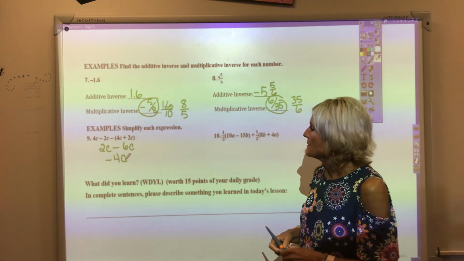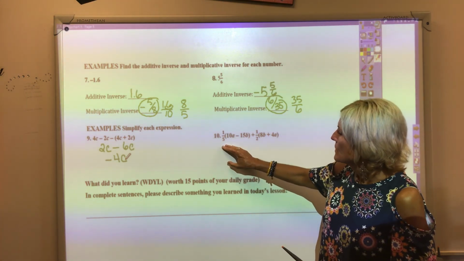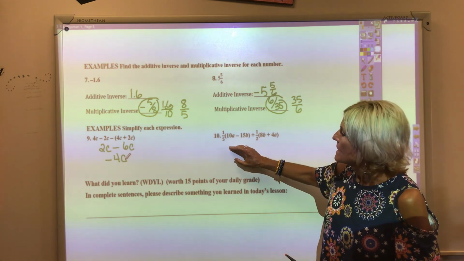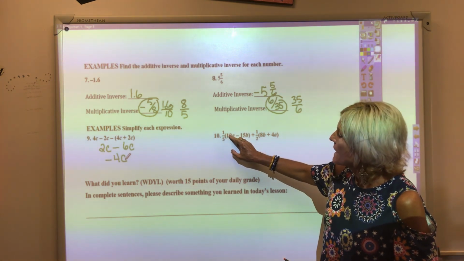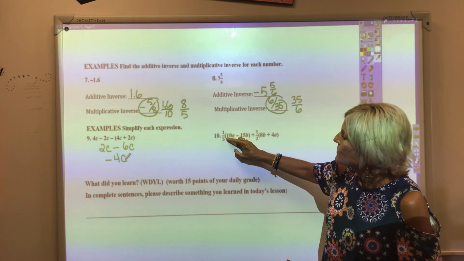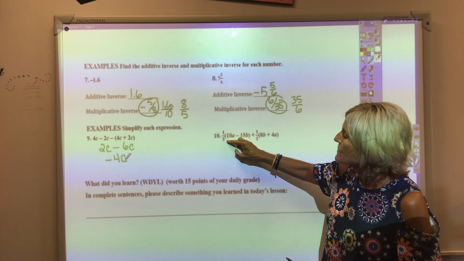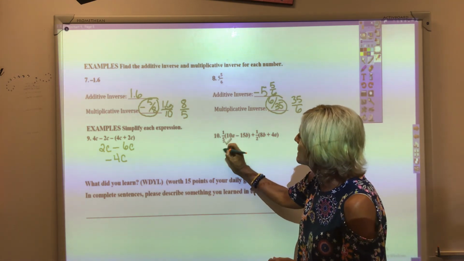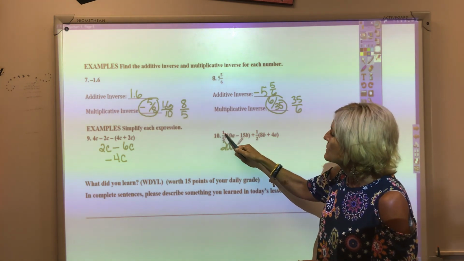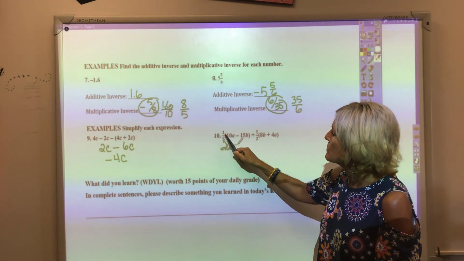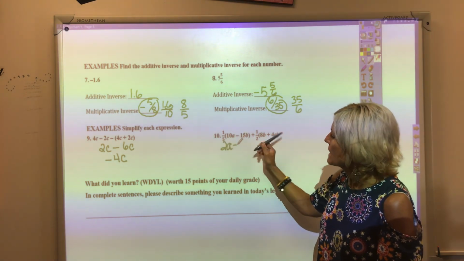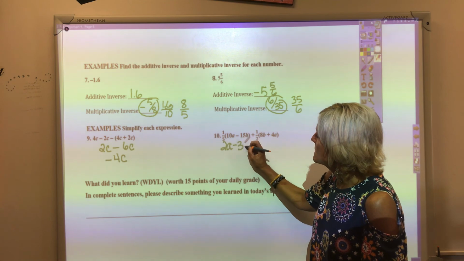And on the last one, we're going to multiply what's in the first parenthesis by 1/5. So if you think of 1/5 times 10a, that would be 10a over 5. That would give us 2a minus, if we do the same thing with the 1/5 and the 15b, 1 times 15b would be 15b over 5, which simplifies to 3b.